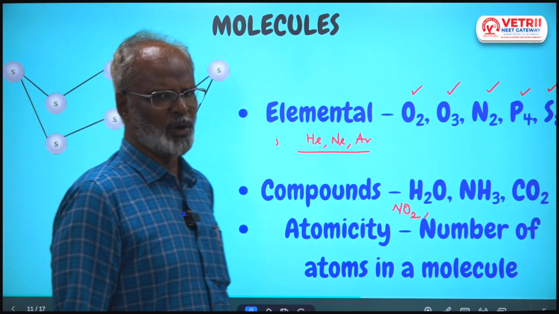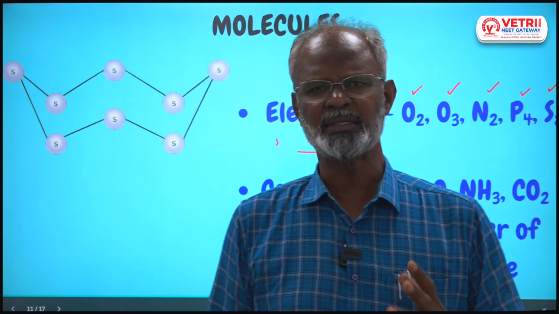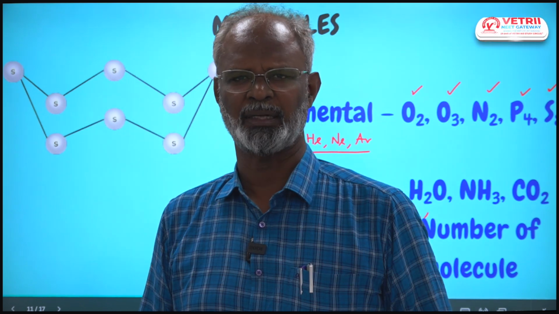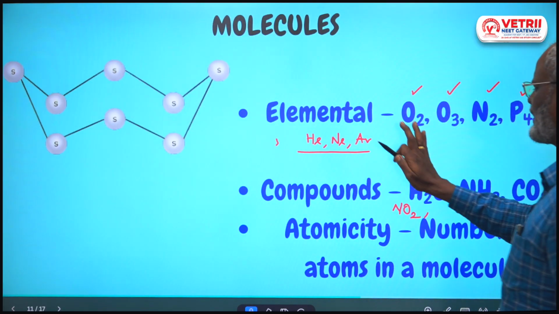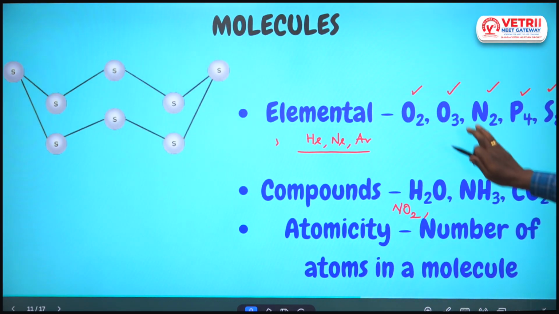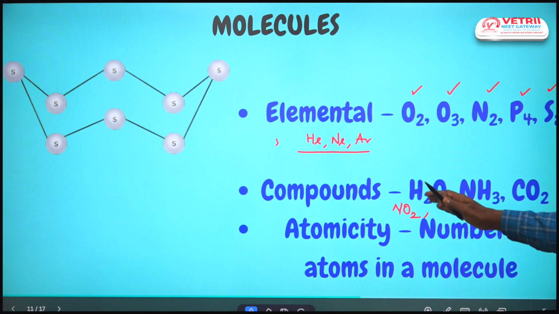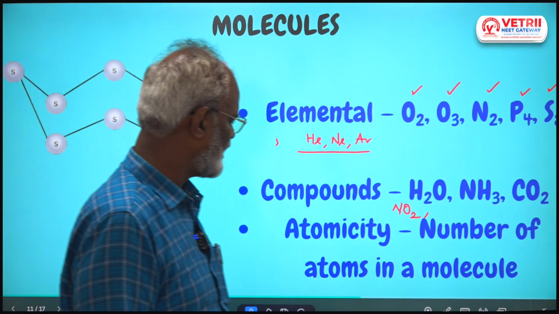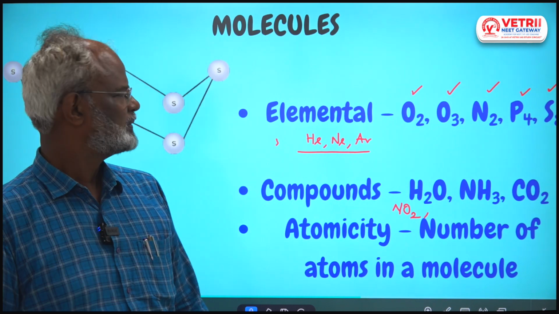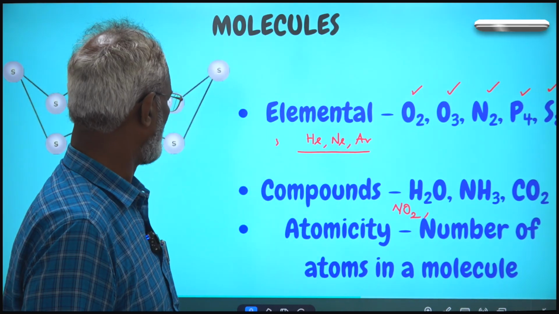Now we must know what atomicity is. Atomicity is the number of atoms present in a particular molecule. In O2 there are two atoms, so atomicity is 2; O3 atomicity 3; N2 2; P4 4; S8 8. In H2O there are three atoms, 2 hydrogens and 1 oxygen; NH3 has 1 nitrogen and 3 hydrogens; carbon dioxide has 1 carbon and 2 oxygens. That is atomicity, the number of atoms present in a particular molecule.